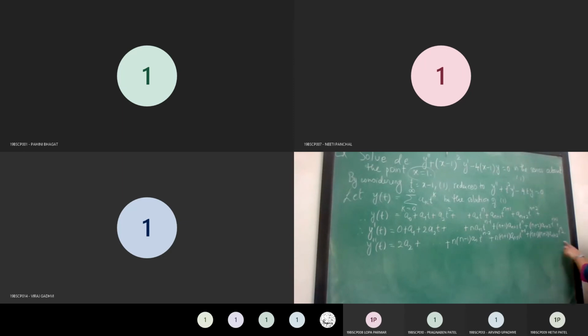Are you able to see the last terms? Yes, ma'am. Everyone of you? Yes, ma'am. And students, here I have considered the derivative of t raised to n as n into t raised to n minus 1. So wherever I have considered these derivative factors, at that particular step I have applied this formula.